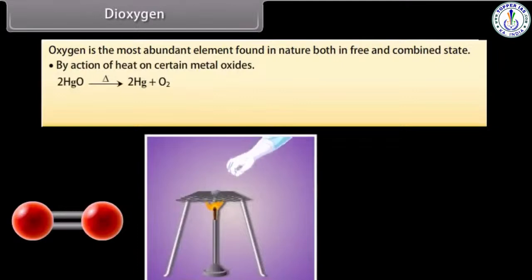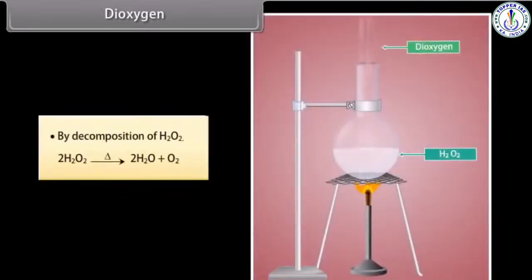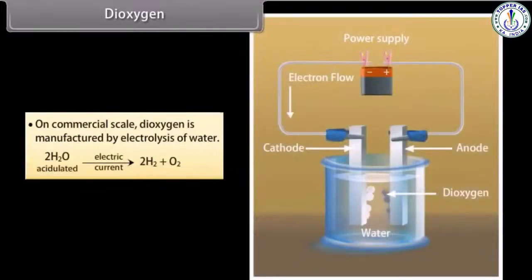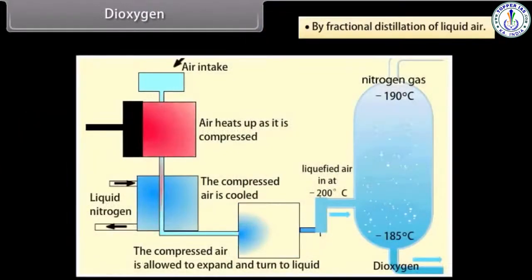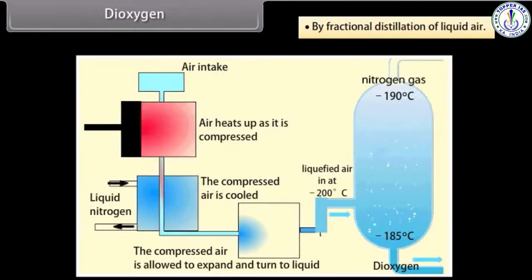By the action of heat on certain metal oxides. By the action of heat on certain alkali salts which contain oxygen. By decomposition of H2O2. On commercial scale, dioxygen is manufactured by electrolysis of water, and by fractional distillation of liquid air. When liquid air is distilled, nitrogen with lower boiling point distills out first, leaving behind practically pure dioxygen.